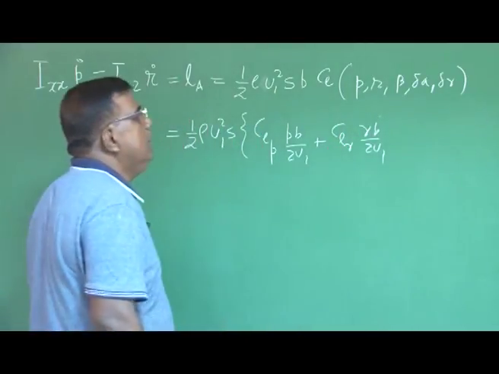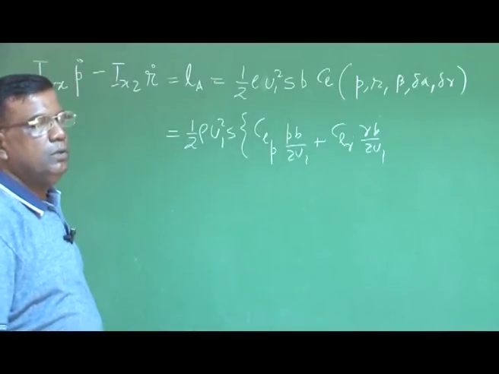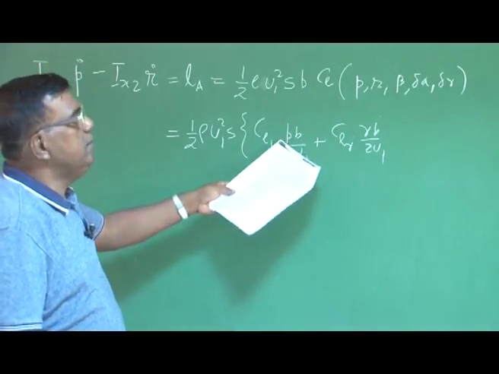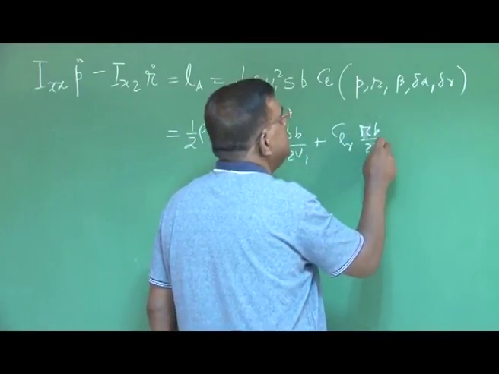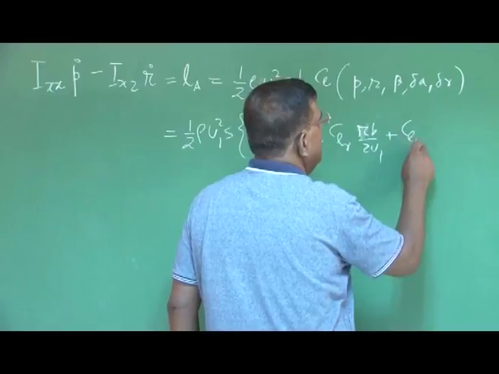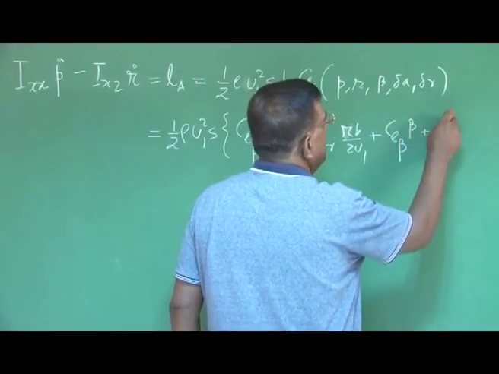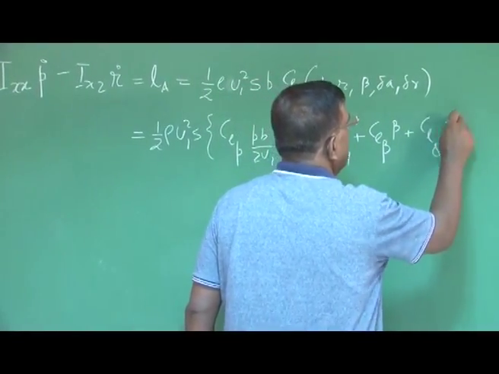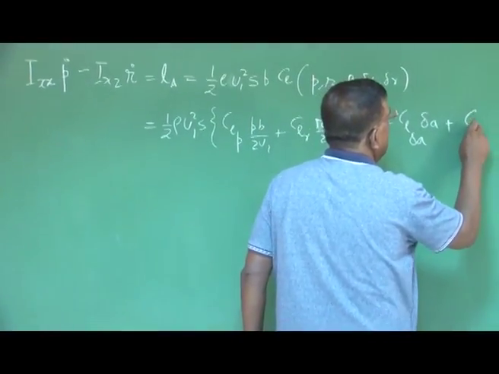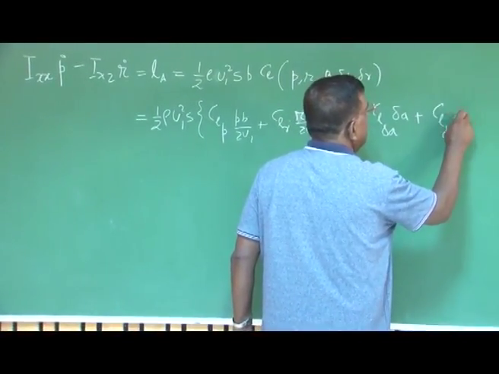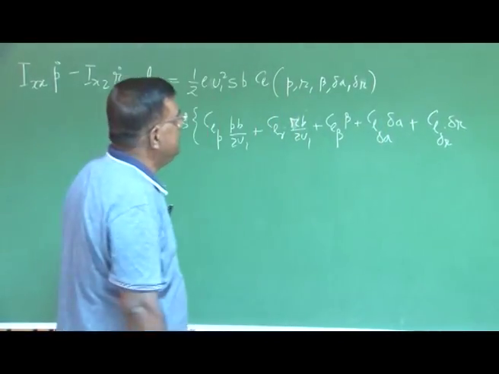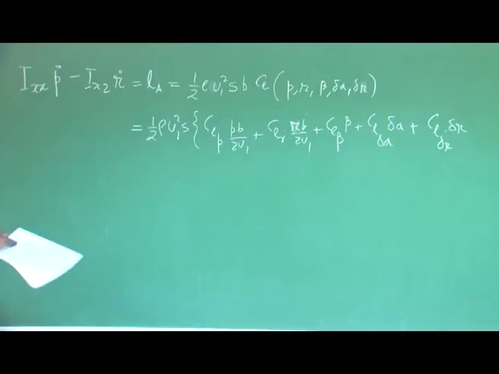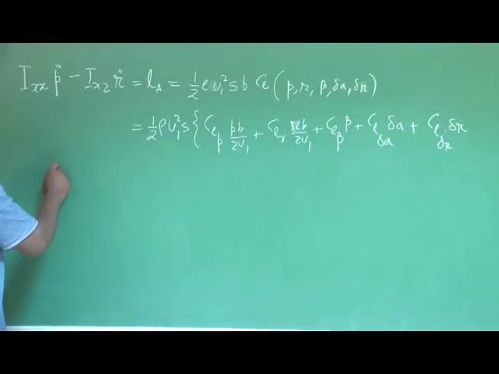You are experts now on why you are multiplying by B by 2 U1, to non-dimensionalize P and R, which are the rates. So if I can put R like this, then CL beta into beta plus CL delta A into delta A plus CL delta R into delta R. Right? Let me write the notation consistent.